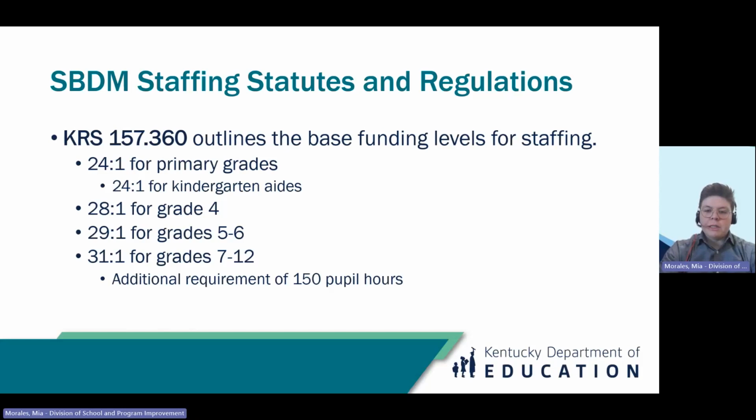KRS 157.360 outlines the base funding level for each grade. Each of the grade levels are required to be funded at a minimum at the ratio outlined in the statute. Grades K through 3, schools that contain kindergarten through grade 3, are to be funded at a 24-to-1 ratio, and kindergarten aides are to be funded at a 24-to-1 ratio. Grade 4 is to be funded at a 28-to-1 ratio, grades 5 and 6, 29-to-1, and grades 7 through 12, funded at 31-to-1, with the additional requirement of not exceeding 150 pupil hours.